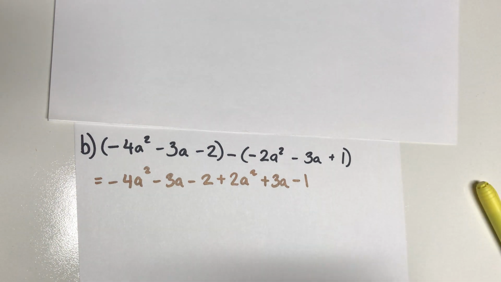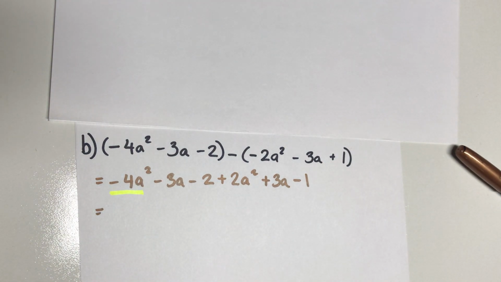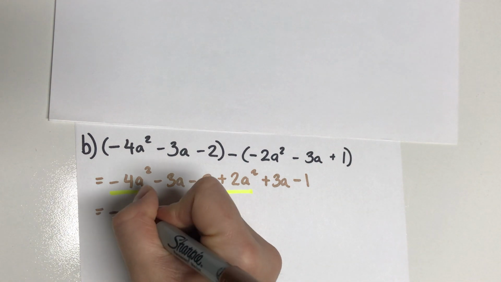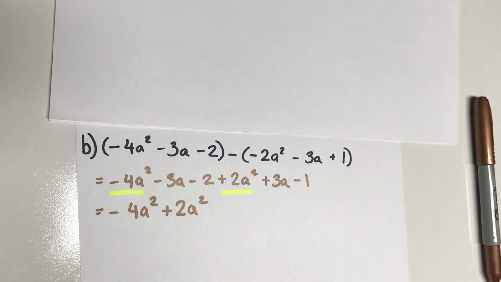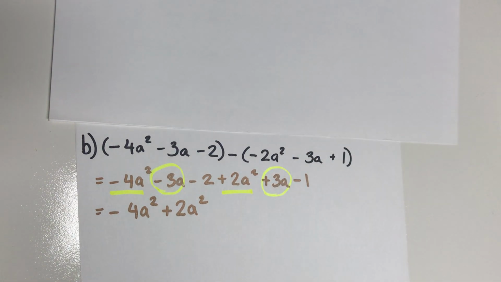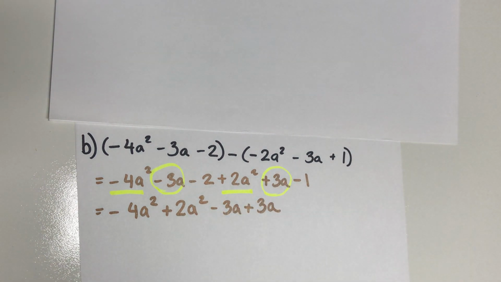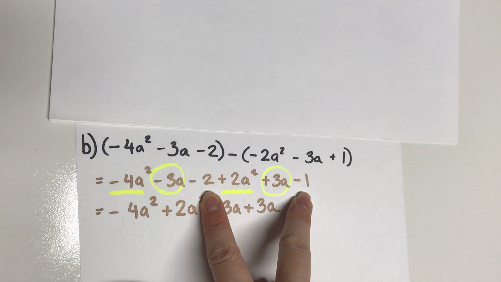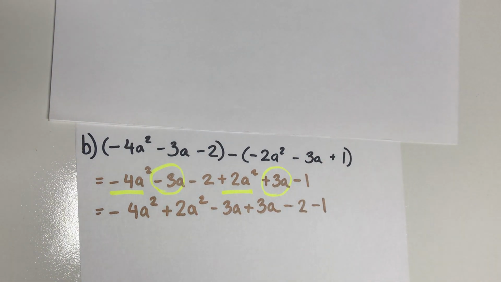Then, as I did before, I can collect the like terms. So here my like terms are negative 4a squared and plus 2a squared. My other like terms are negative 3a and positive 3a. And the two terms that I have left over are also like terms. They're constants because they don't have a variable. So that would give me minus 2, minus 1.